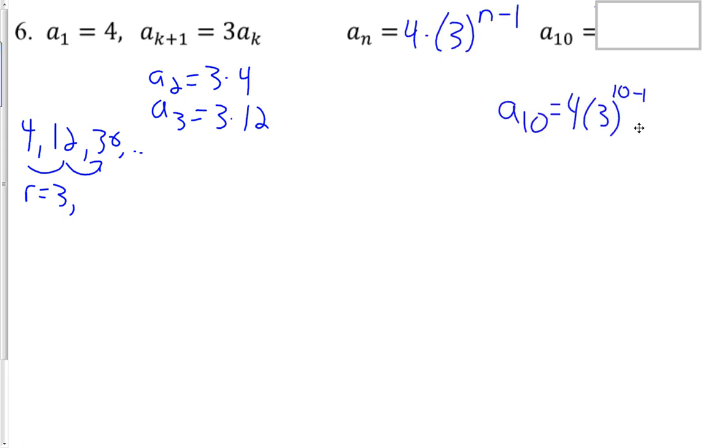And now I'm going to plug in 10 for the n. 4 times 3 to the 9 gives us 78,732. Again, all these are calculated on your calculator. If you need help on how to do that, let me know and I can show you during a classroom session or Zoom.